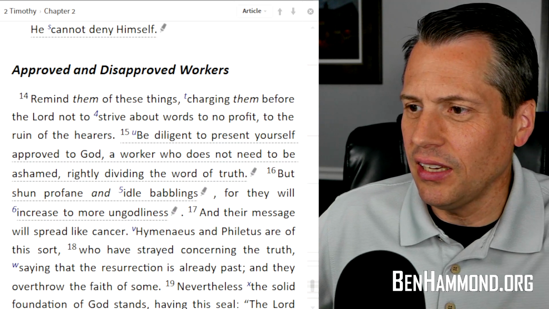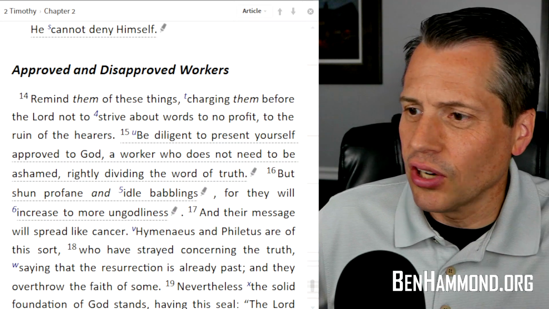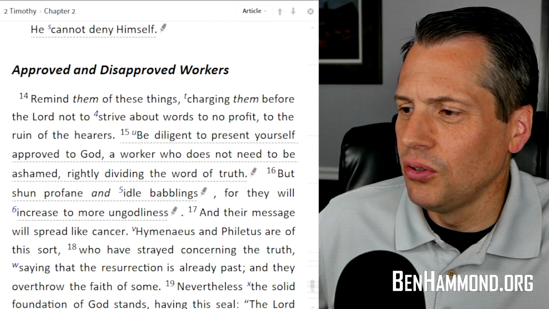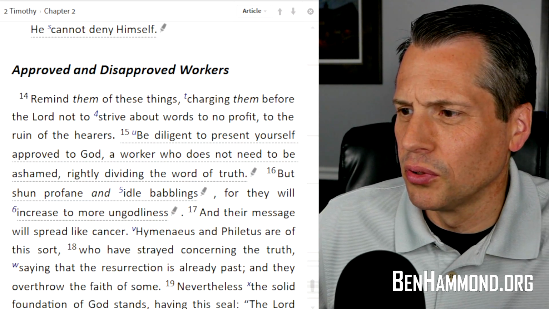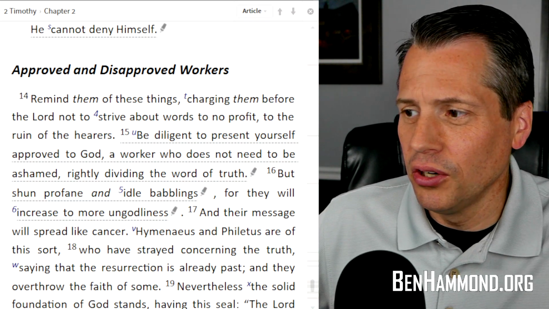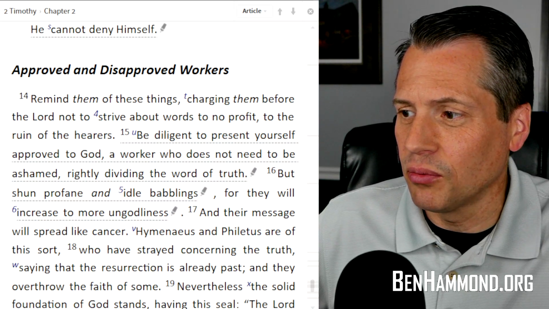Paul is writing to Timothy, and he says, "Remind them of these things, charging them before the Lord not to strive about words to no profit, but to the ruin of the hearers. Be diligent to present yourself approved to God, a worker who does not need to be ashamed, rightly dividing the word of truth."